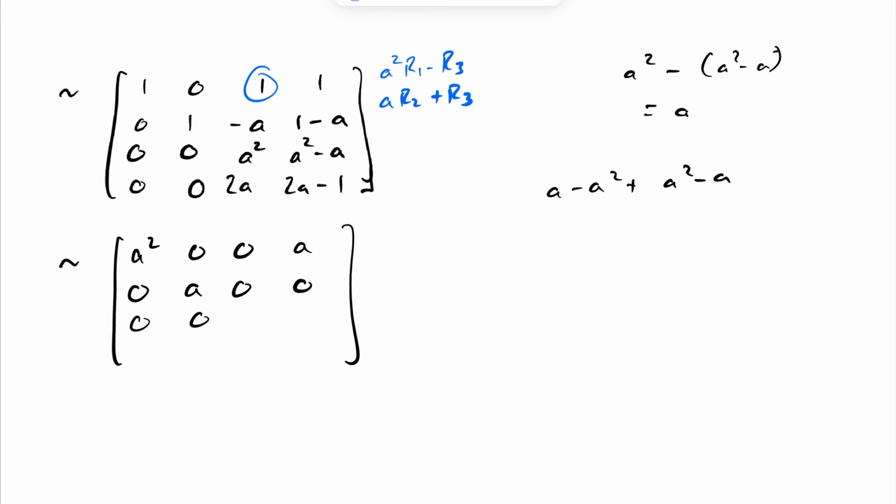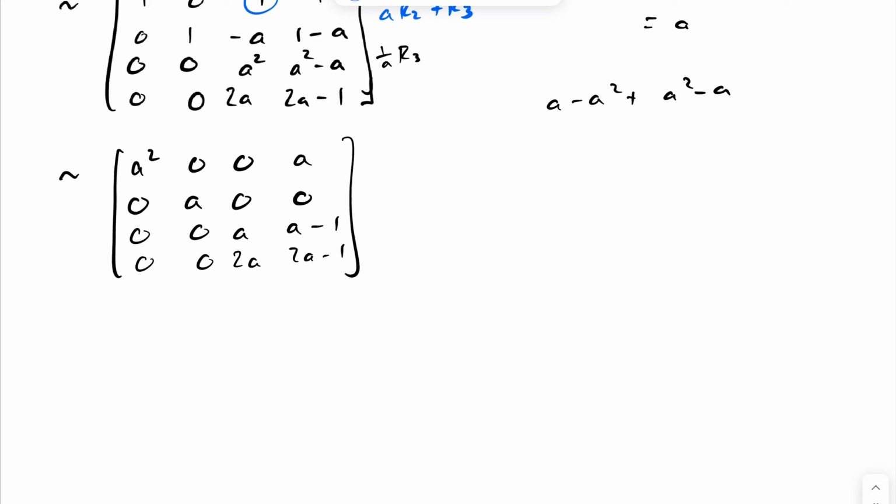But while I'm here, I know A is non-zero. So because A is non-zero, I'm going to divide across by 1 over A, 1 over A times row 3. So this will be 0, 0, A minus 1. And then we have this entry here.